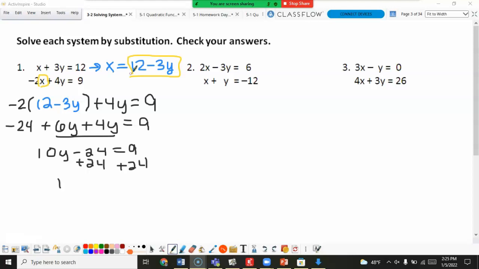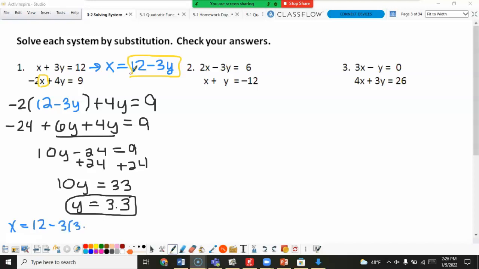Combine like terms on opposite sides. And we get y equals 3.3. Yes. So basically, you're rearranging one of the equations, and then that equation is the substitute? Correct.